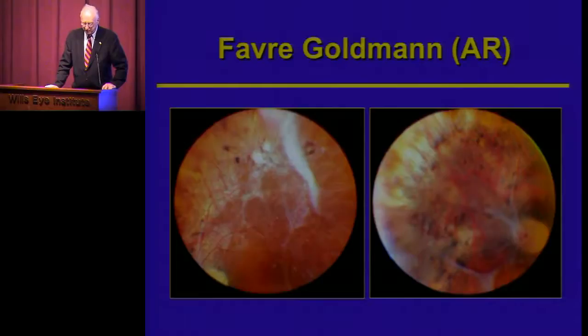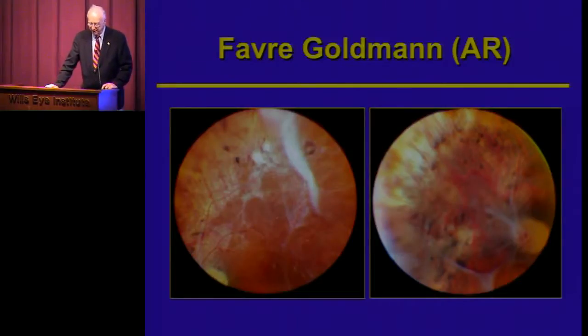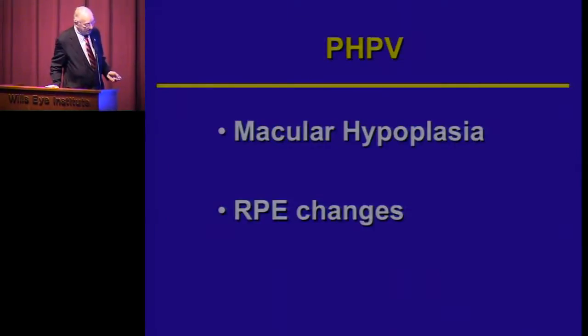Fabry-Goldmann, different story. But again, optically empty vitreous cavity, recessive inheritance. They get retinitis pigmentosa type changes in the retina, so they can have night blindness, but they also have proliferative retinopathy. This is a woman who had a detachment repair, and she's done well. I still see her.